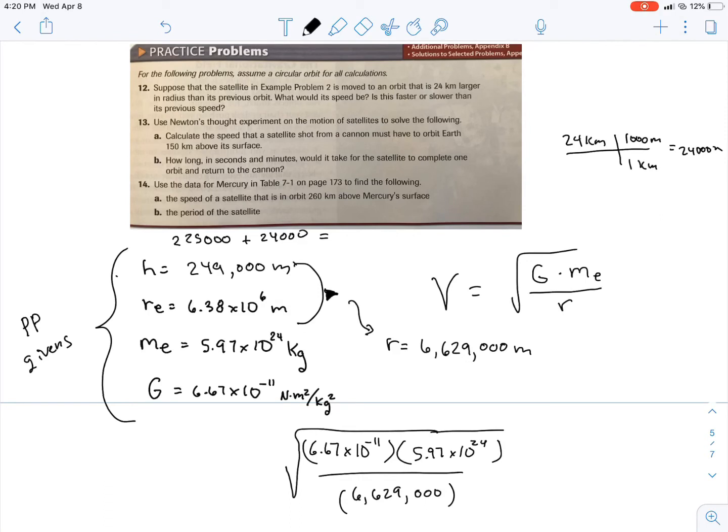Okay, punching this into your calculator. It depends on what calculator you guys have. I'm using an iPhone right now, so I have to do my square root last. You guys with the new Texas Instruments calculators, you can put that in your normal way. Okay, now what I got for this.